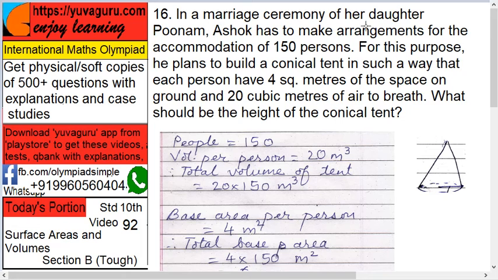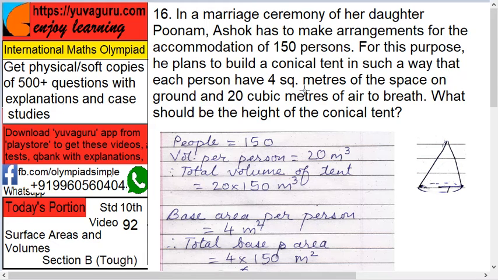In a marriage ceremony of her daughter, Poonam, Ashok has made arrangements for the accommodation of 150 persons. For this purpose, he plans to build a conical tent in such a way that each person has 4 square meters of space on the ground and 20 cubic meters of air to breathe. What should be the height of the conical tent?